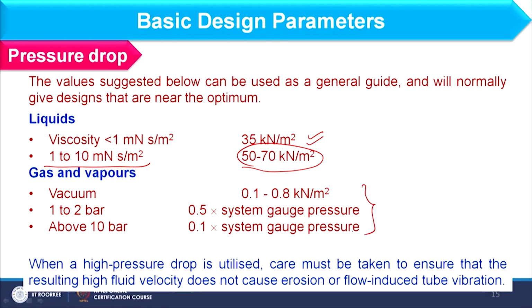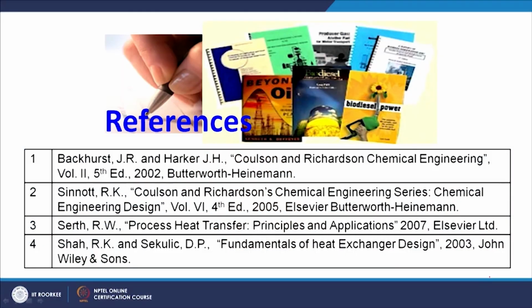pressure drops. When a high pressure drop is utilized, care must be taken to ensure that the resulting high fluid velocity does not cause erosion or flow induced tube vibration. So, we have to take care that vibration should not occur in the tubes. The permissible limit of pressure drop must be maintained along with the velocity. These are some of the guidelines about the design, and all these guidelines we will consider in the design of the shell and tube heat exchanger.